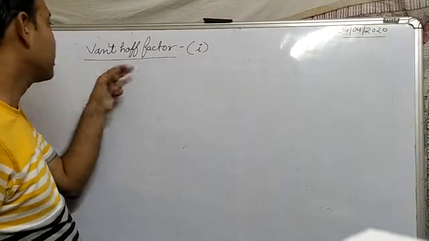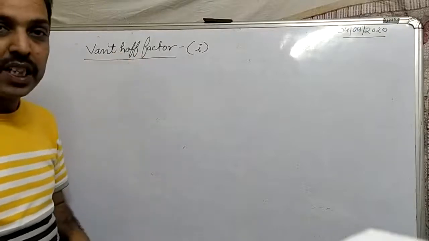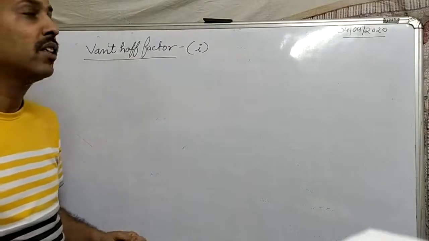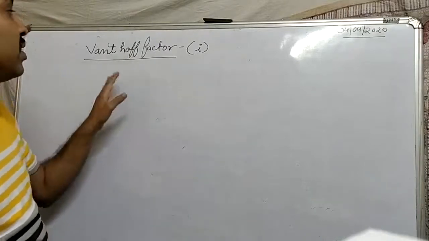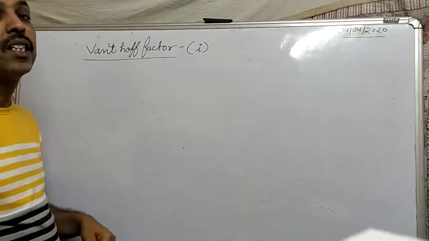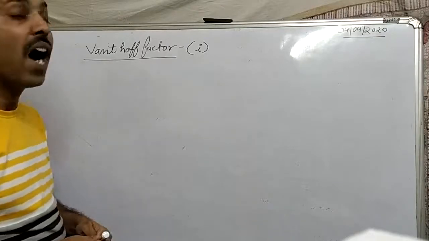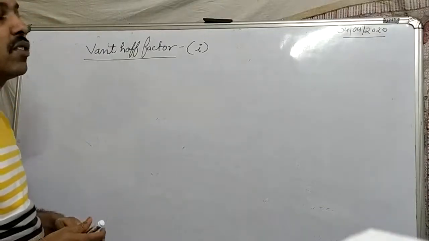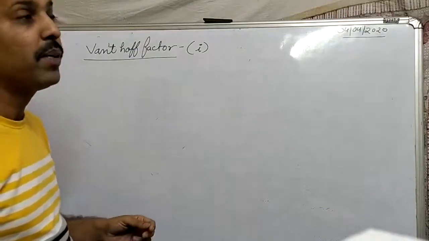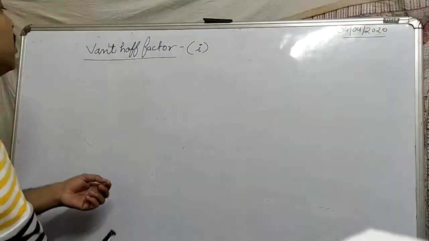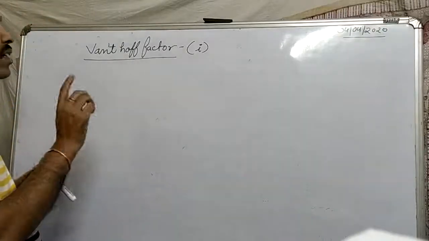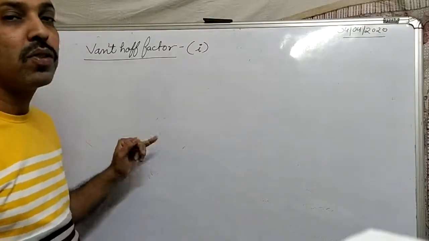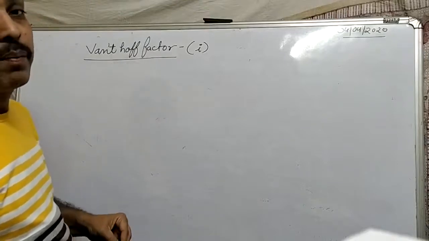Now the topic is Van Hoff factor. It is denoted by I, and this factor is used with all colligative properties. This factor is used when the solute is ionic in nature, but when the solute is not ionic, non-polar, meaning covalent solid or liquid, then there is no meaning of the Van Hoff factor. Van Hoff factor is used only with ionic mixtures.